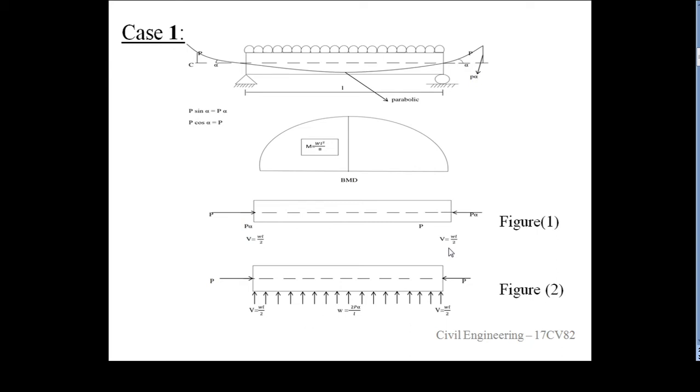In the second case, this UDL is creating a pressure upward. This W is equal to 2P alpha by L. This is the UDL provided, with this pressure acting downward. This is the P, this is the P at the end. This is figure 2.